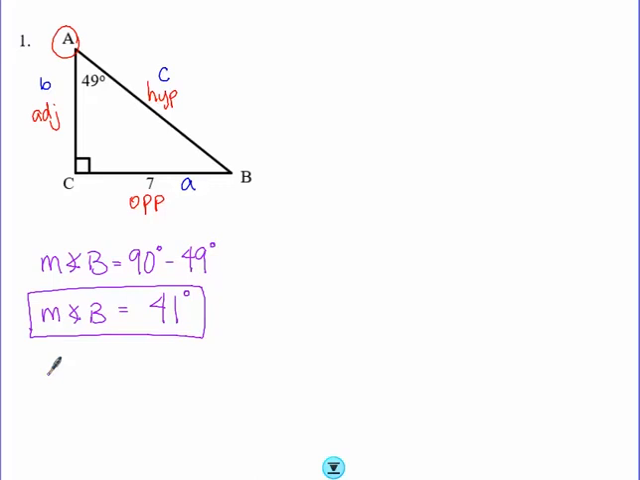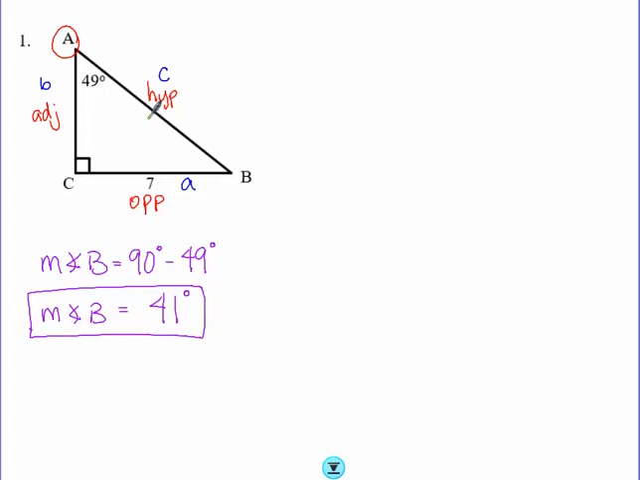Now, we know that side A is 7. We need to find sides B and C. It doesn't matter which one you find first, but I'm going to go ahead and find side C. When you are trying to find a side, always use the side that you are given, which in this case is the opposite side, and then the side that you want to find. So if I'm trying to find side C, that is the hypotenuse.